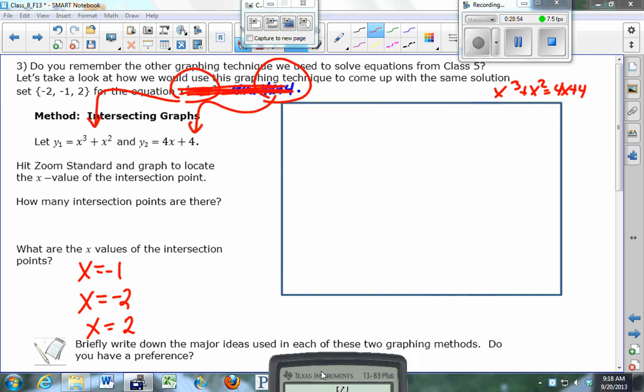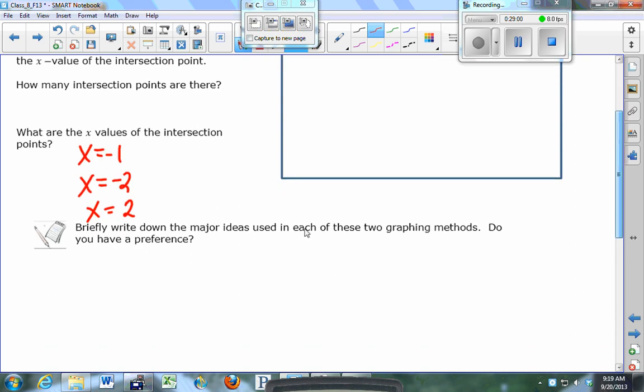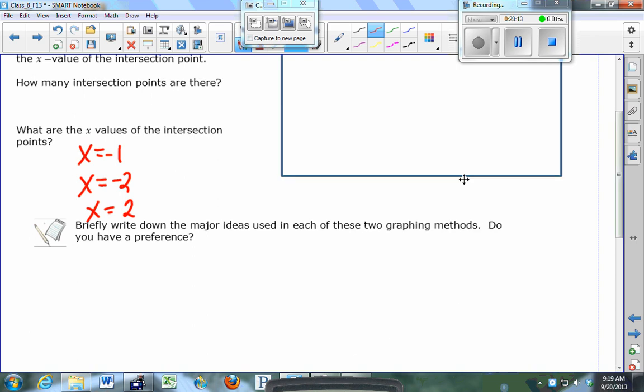So those are two different ways to find the same answers. What I want you to do now, you notice I have this little pad with a pencil, is briefly write down the ideas that you used in each of these two graphing methods, and then state what your preference would be. So if I gave you an equation, first of all, what are the two ways you could find the solutions? We just saw two different ways, and then write down what your preference is.